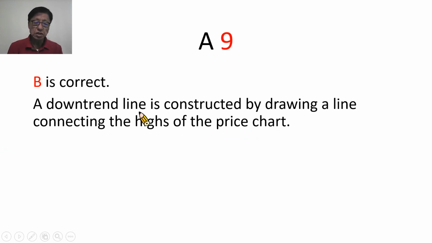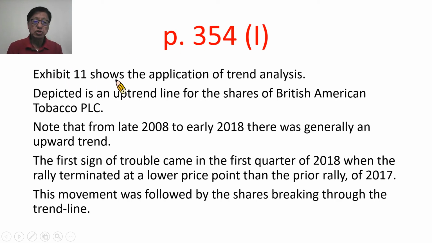of the price chart。所以一个下跌趋势线的建立方式，是画出一条线连接价格图的高点。354页，他说 Exhibit 11 shows the application of trend analysis。他说图11显示了趋势分析的应用。Depicted is an uptrend line for the shares of British American Tobacco PLC。画的是一个上涨的趋势线，是英美烟草公司的股价。Note that from late 2008 to early 2018 there was generally an upward trend。他说注意2008年末到2018年初有一个上涨的趋势。The first sign of trouble came in the first quarter of 2018 when the rally terminated at a lower price point than the prior rally of 2017.